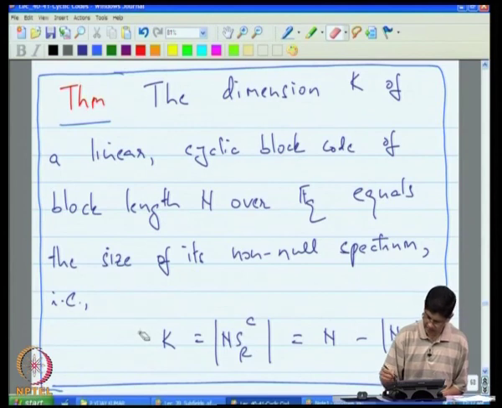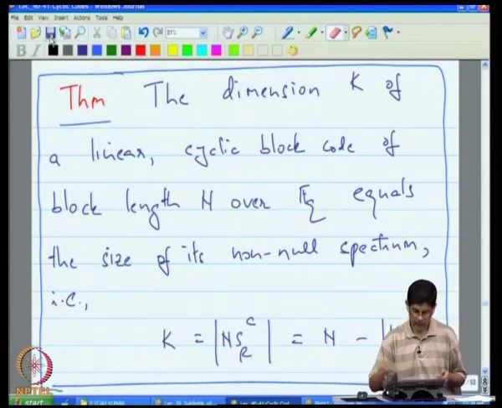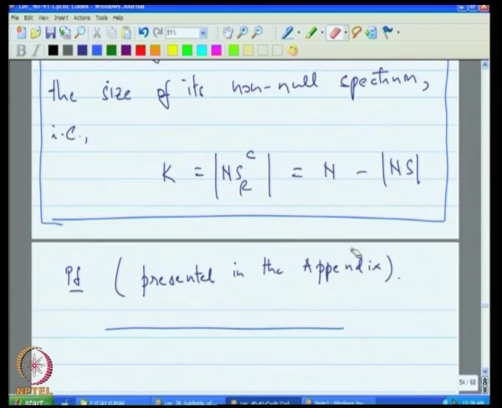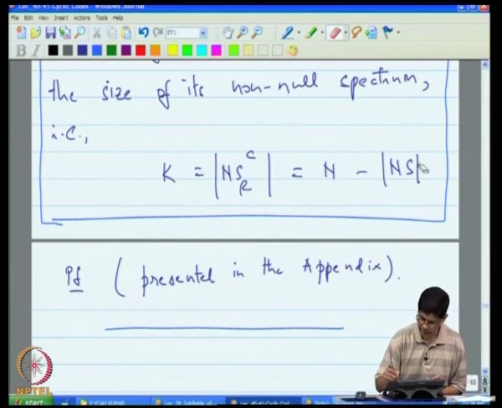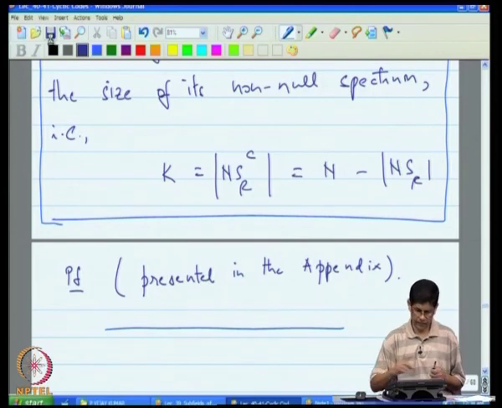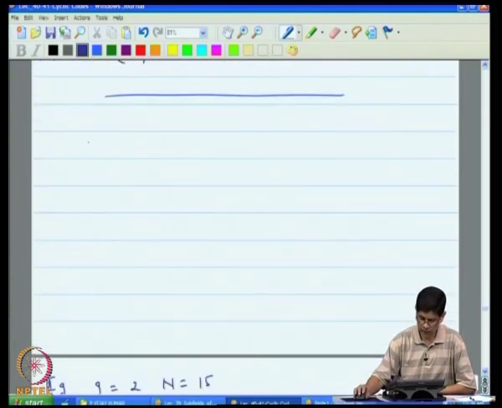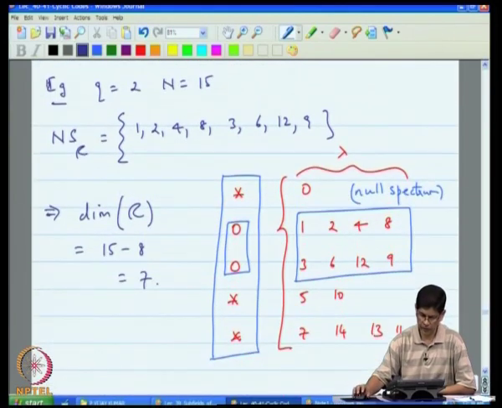This theorem is telling us that the dimension is precisely the set of frequencies outside the null spectrum. Since the null spectrum is of size ns, the dimension is n minus the size of ns. Let me make a correction here: that should read ns complement. The proof is in the appendix. Perhaps what we will do is look at an example. So, here is an example.